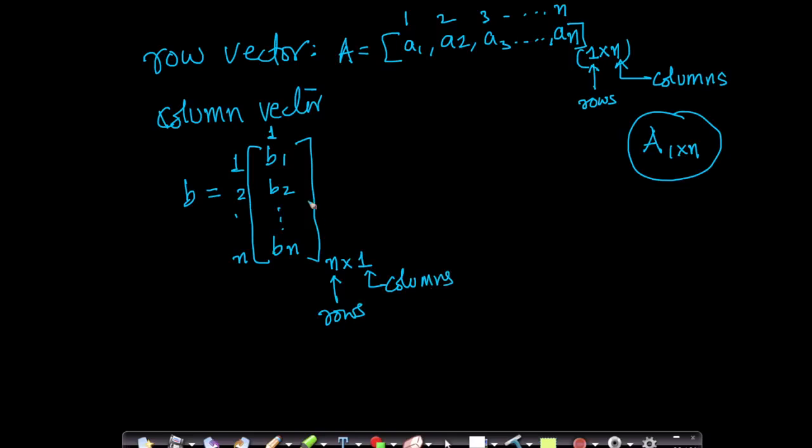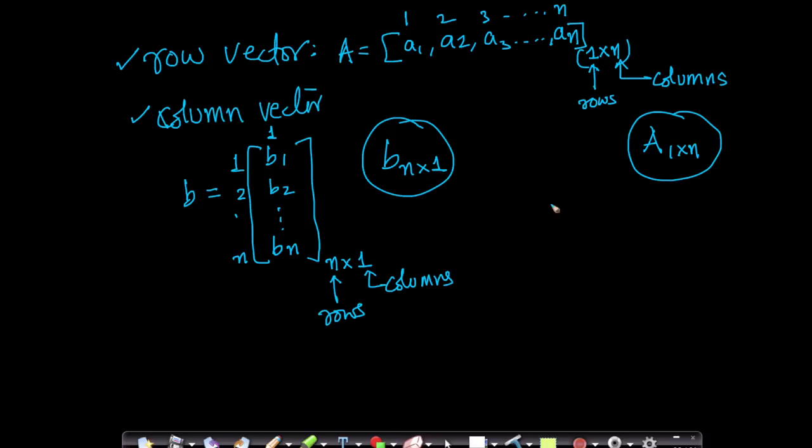So if I write a vector like a column, given a vector, right, given an array, I can write it either as a row vector or a column vector, right? We'll see how these are useful. I'm just explaining you some notation here. So if somebody says B n cross 1, I immediately understand that this is a column vector because it has n rows and only one column, right?